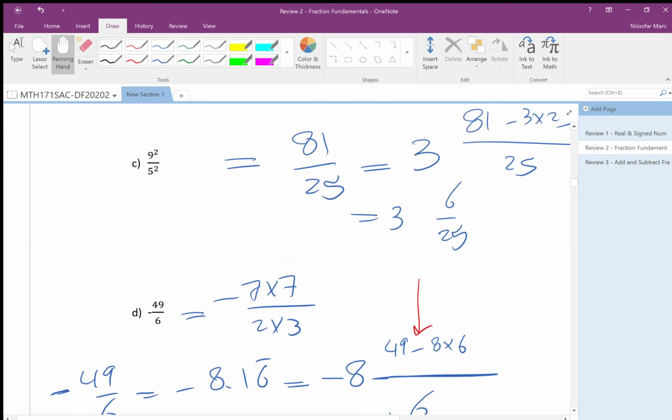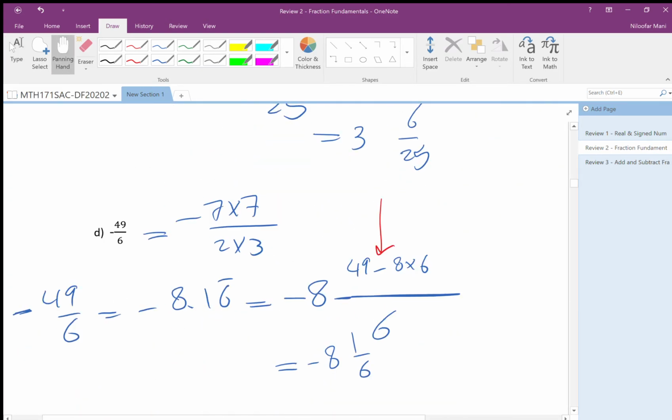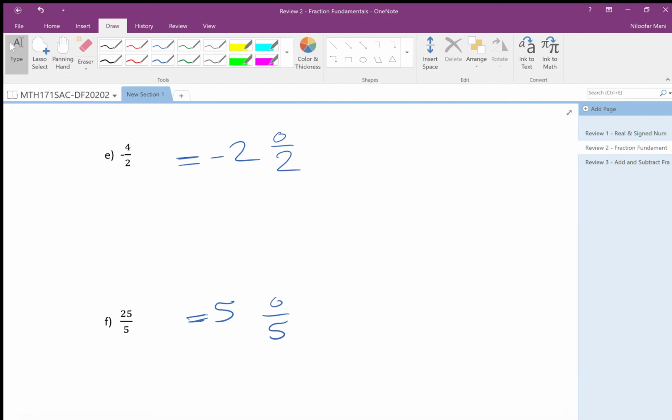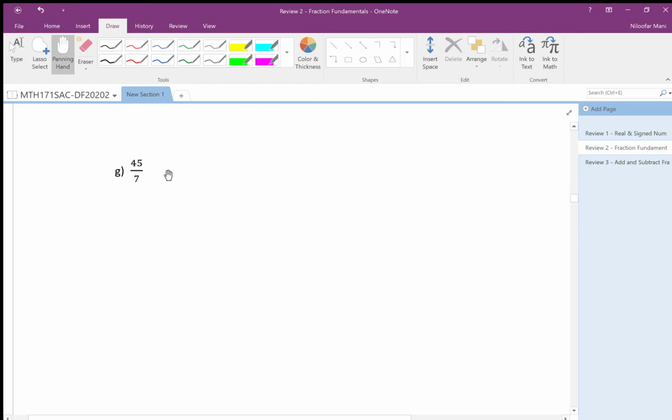Let me see. Do I have to show it as a mixed fraction? Yeah, like a mixed fraction. But you really don't need to. Okay, how many 7s do I have in 45? I know I have 6 sevens in 45. And what is left? Okay, 6 times 7 is 42, 43, 44, 45. 3 is left. 3 over 7.